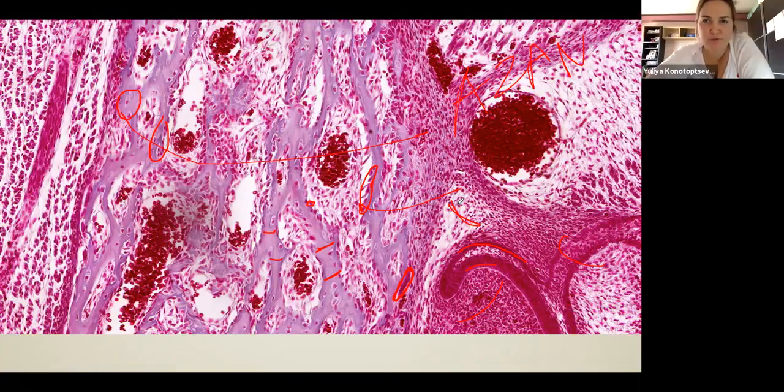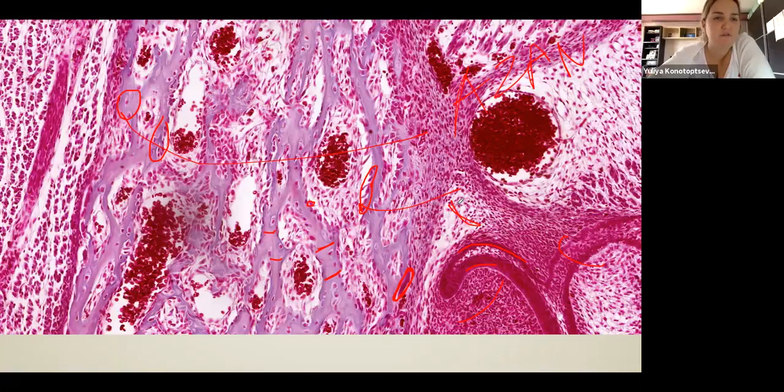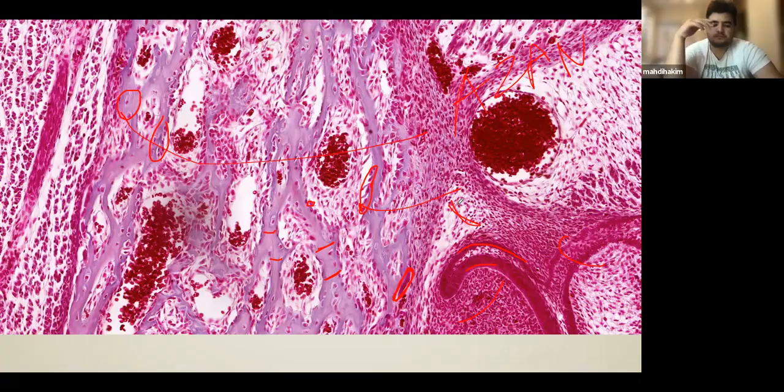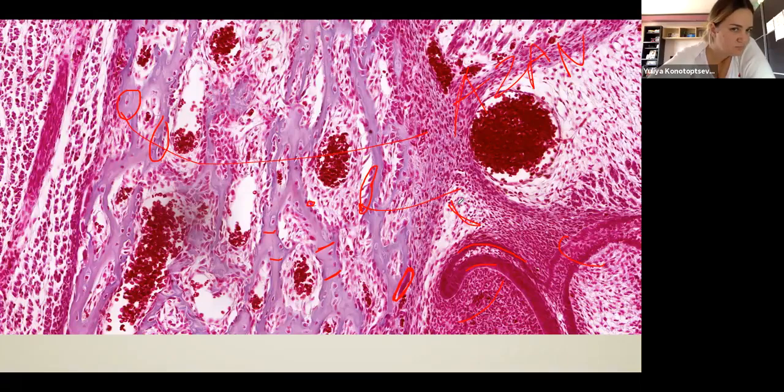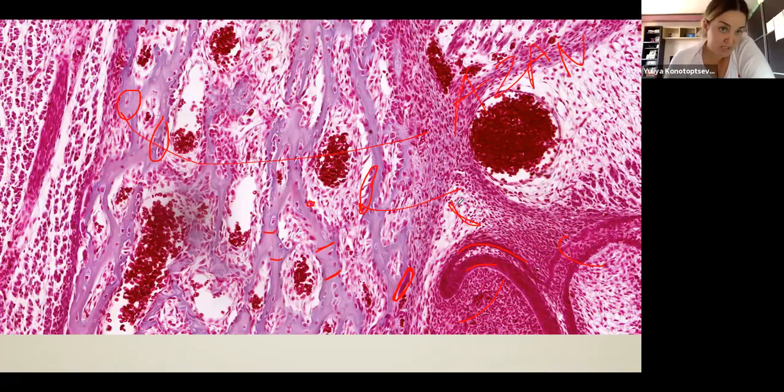What is another name for osteoclast? Which cell is it? Macrophage. Where do macrophages come from? Monocyte. Where do monocytes come from? Pre-monoblast. Where does pre-monoblast come from? Hematopoietic stem cell. Where's the hematopoietic stem cell sitting? In the bone marrow. Okay, so they come from blood.